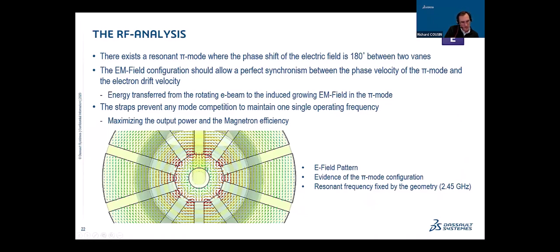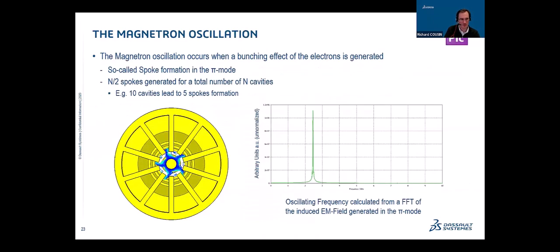vanes. And since the particles are also moving around, we have some energy which can be transferred from the electron beam to the RF structure. You can nicely see here the E field pattern and the evidence of the pi mode configuration at the resonant frequency of 2.45 gigahertz. We put some straps in order to make this mode unique and to prevent any mode competition, because if you have mode competition, of course, you will directly reduce the output power at the end. So there is just one mode which is considered for the interaction process.